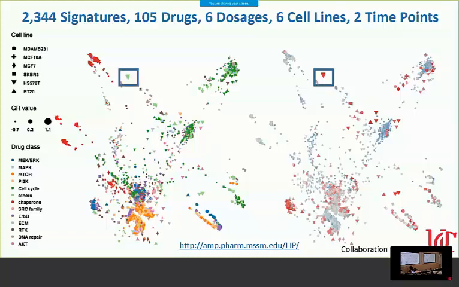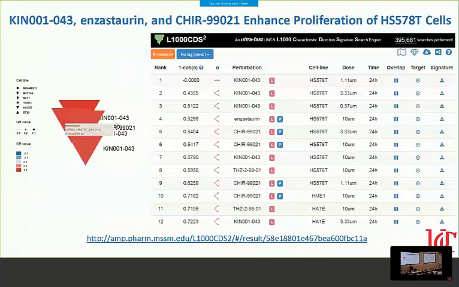So if you zoom in, for example, on this cluster of this HS578 T cell, those are not T cells, but those are a breast cancer cell type that for this particular group of drugs, the drug actually increases proliferation. Then you can query the drug, and you can see that, for example, there are several JAK3 inhibitors, and then we can find the mechanisms and potentially the target using the L1000 CDS square tool.